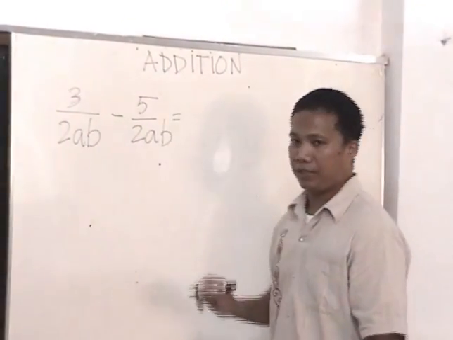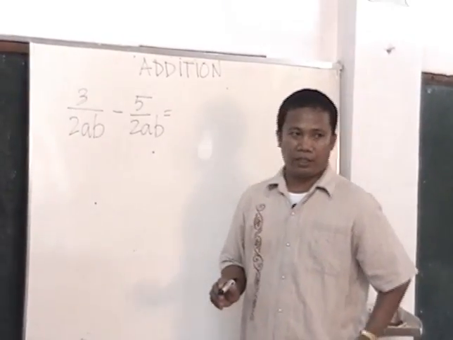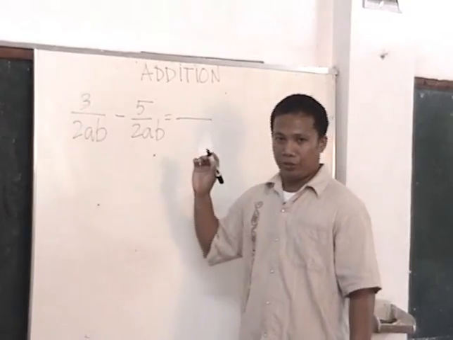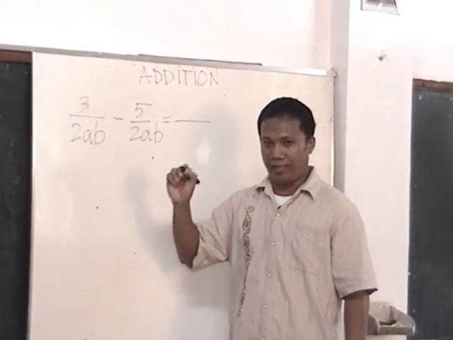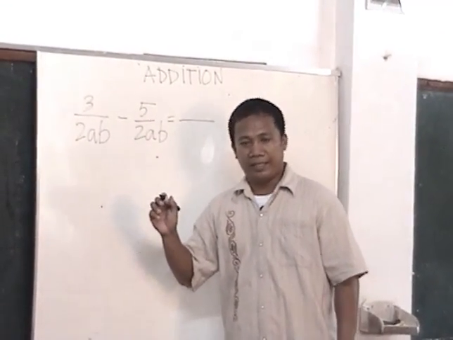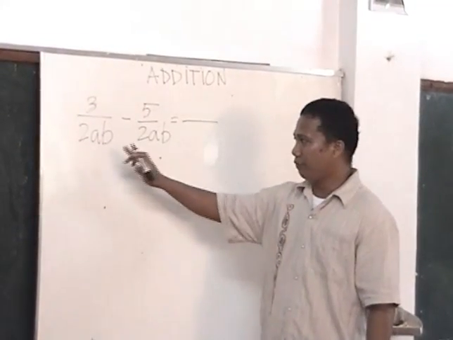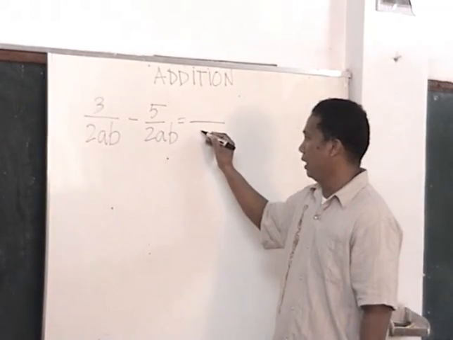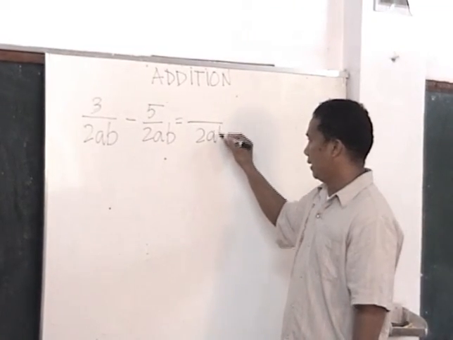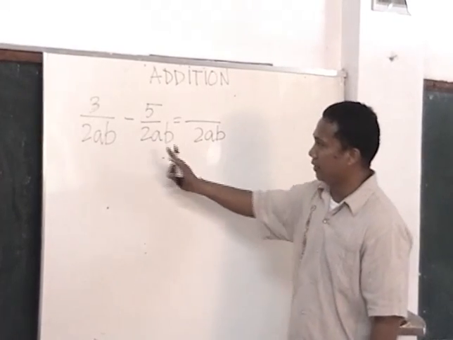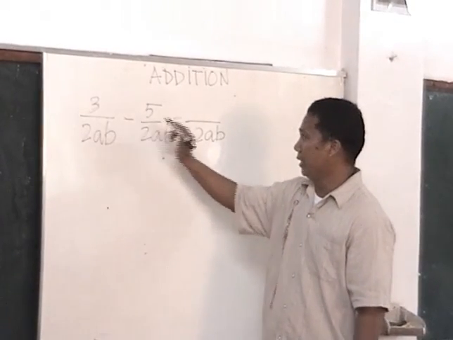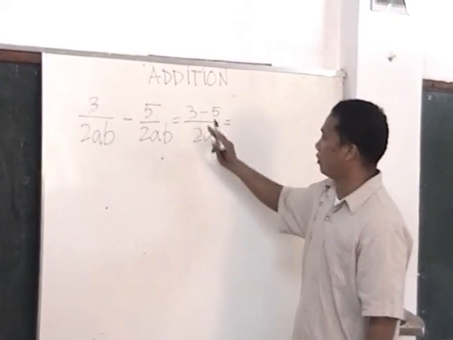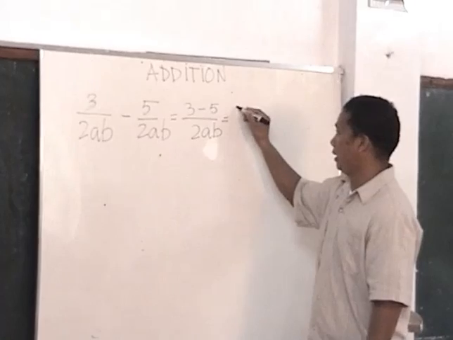Based from this, subtraction is like addition, wherein you have to subtract or add if we have the same denominator. Based from these given values, we have the same denominator. So we copy the denominator, 2AB, and we simplify 3 minus 5.